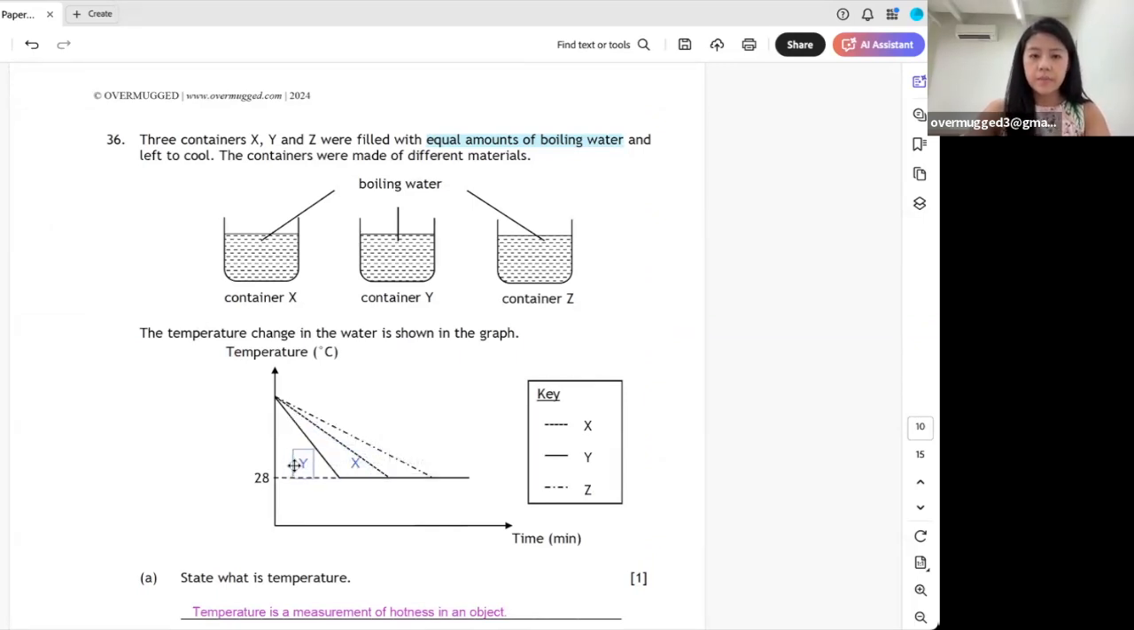This is Y, and this is Z, okay? So your 3 graphs, they're all losing heat at different rates. Therefore, the temperature of the water is changing at different rates.